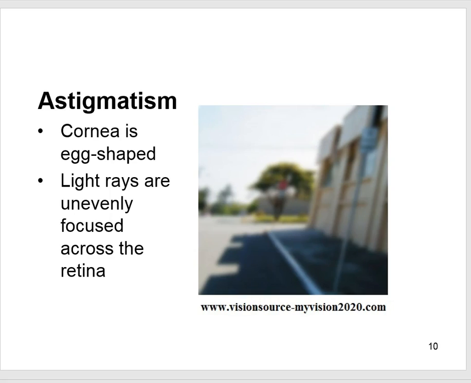And this is what a person sees with astigmatism. The cornea is egg-shaped and the light rays are unevenly focused across the retina. So it's hard to see close or far.